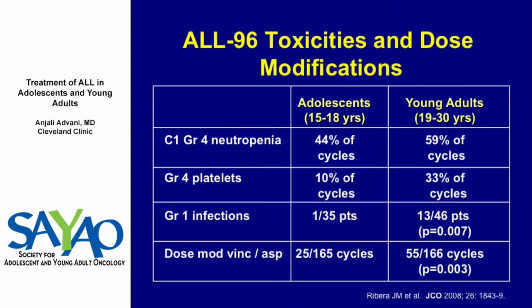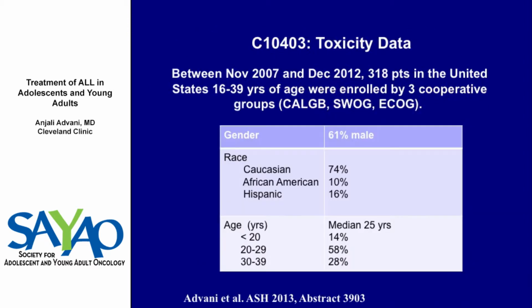So in addition to the toxicities we've mentioned, one of the other things has been the hematologic toxicity. So Ribera et al. looked at this in their particular study and did show, looking at even young adults versus adolescents, there was a higher incidence of grade 4 neutropenia, grade 4 thrombocytopenia, a higher risk of infections, and a higher need to dose modify either vincristine or asparaginase in subsequent cycles. And so this was a concern as we were designing this trial and people were enrolling patients.